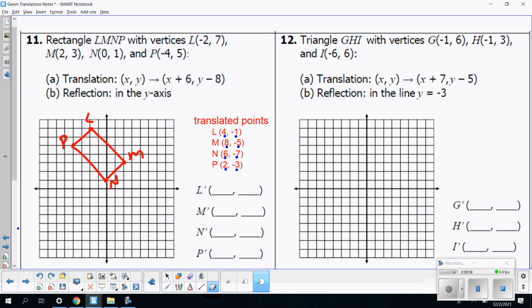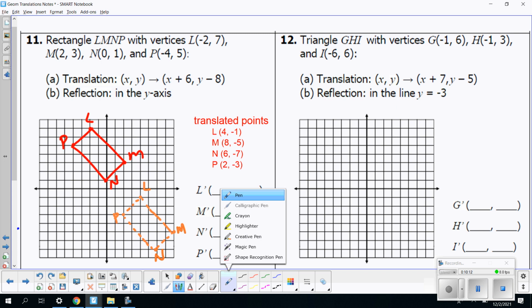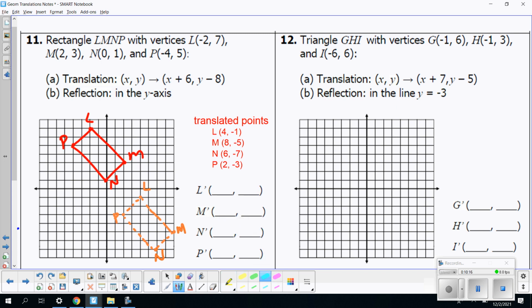So go ahead and graph those points, pause your video and graph those points. That will be our translation first. Okay, as you can see, our orange graph is our translation to the right 6 and down 8. Now we're going to do a reflection over the y-axis.